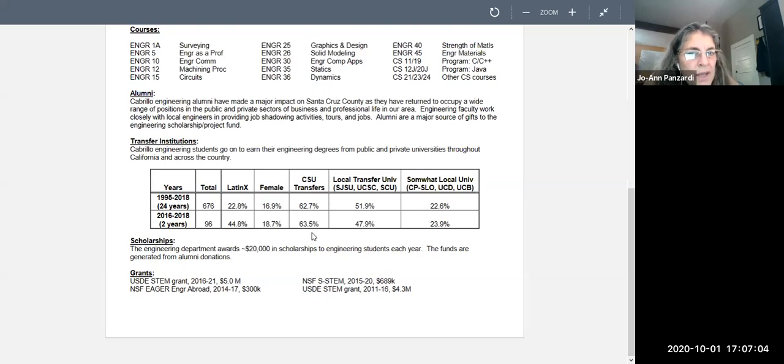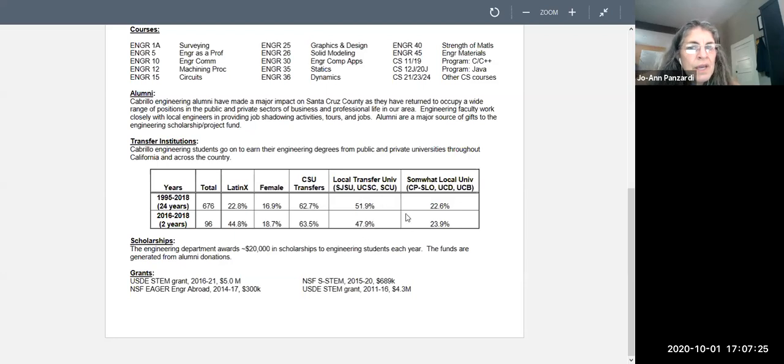And the reason why is the CSUs tend to be more hands-on. The UCs tend to be more research focused. And then you'll see that about 50% of our students kind of stay local. This is San Jose State, UCSC, Santa Clara. And then if you add these two numbers, about 75% stay somewhat local.